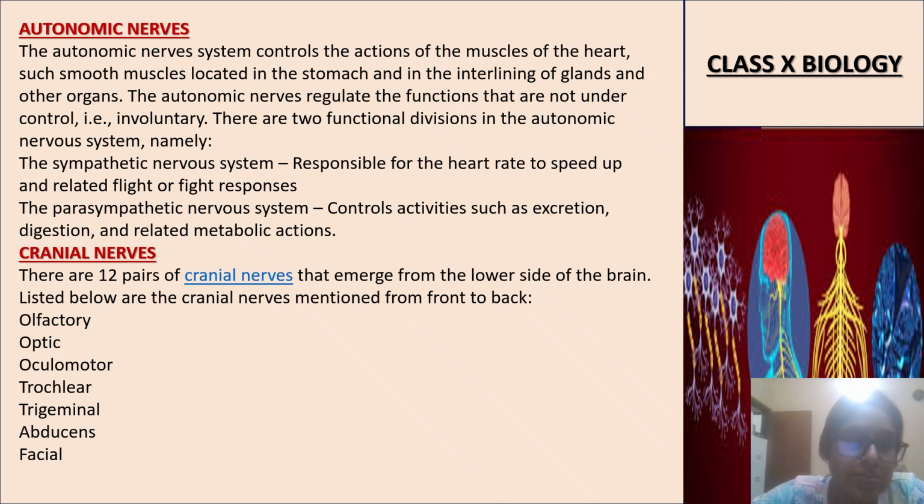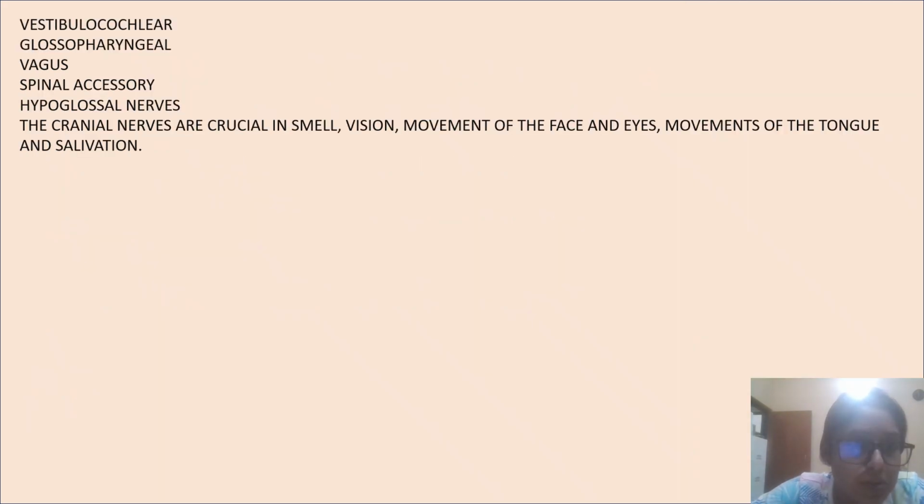Next, cranial nerves. There are 12 pairs of cranial nerves that emerge from the lower side of the brain, listed below from front to back: olfactory, optic, oculomotor, trochlear, trigeminal, abducens, facial, vestibulocochlear, glossopharyngeal, vagus, spinal accessory, and hypoglossal nerves. The cranial nerves are crucial in smell, vision, movement of the face and eyes, movement of the tongue, and salivation.